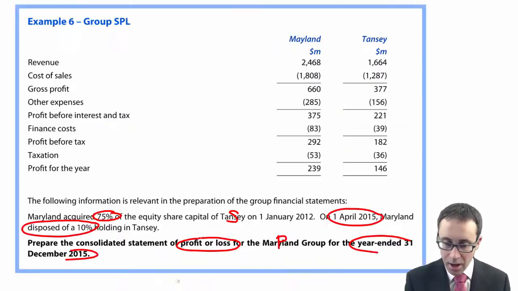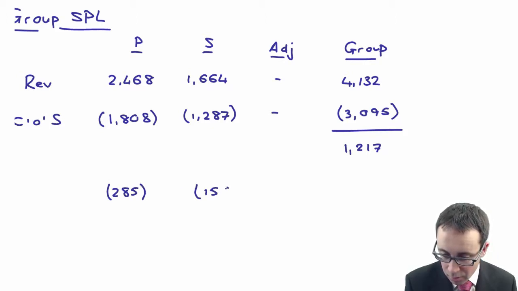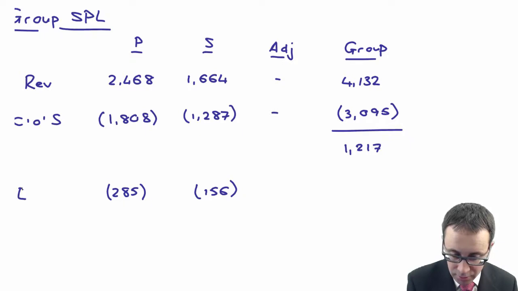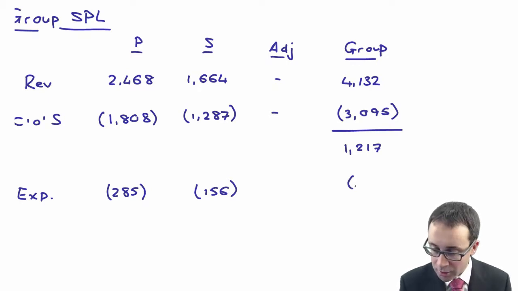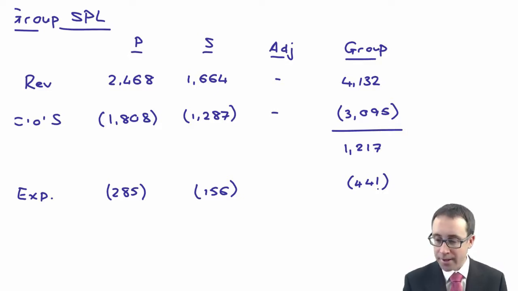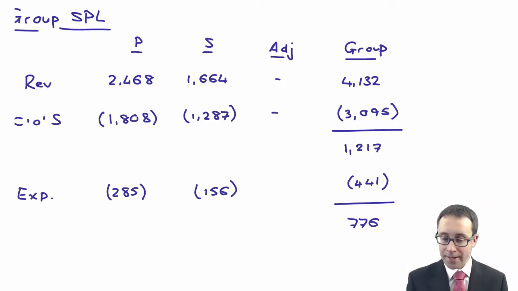Okay. Next, you've got your expenses of 285 and 156. So 285, 156. Again, bear in mind, I'm not prorating anything to do with the subsidiary, am I, just yet? Because we've had control for the full 12 months, haven't we? Okay. 1217 less 441 gives me 776. Okay.